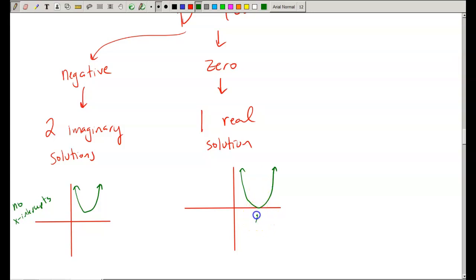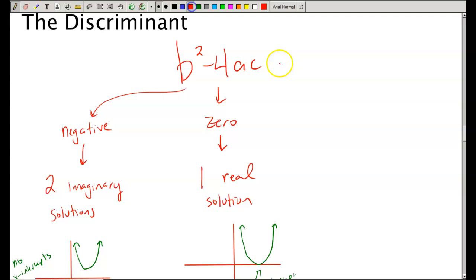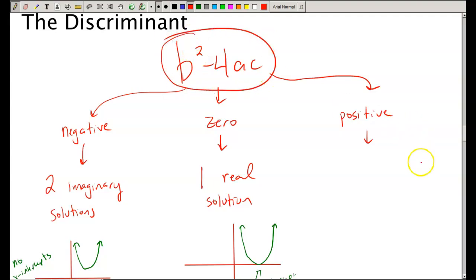But we're going to say here there's one x-intercept, which corresponds to there's one solution in our problem. And then the third possibility is that our discriminant just is positive, which is very common. If we have a positive number for our discriminant, b squared minus 4ac, then we're going to have, again, two answers, but they're not going to be imaginary solutions. They're going to be real solutions, real numbered solutions.